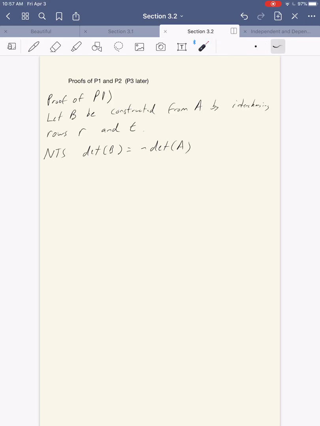So the only thing we're doing here is specifying that the two rows we're interchanging are named row R and row T. So let's talk about the elements of B, because most of the elements of B just match the elements of A. So B_ij, well, let's think about that. Most of them are just A_ij if i is not equal to R or T.